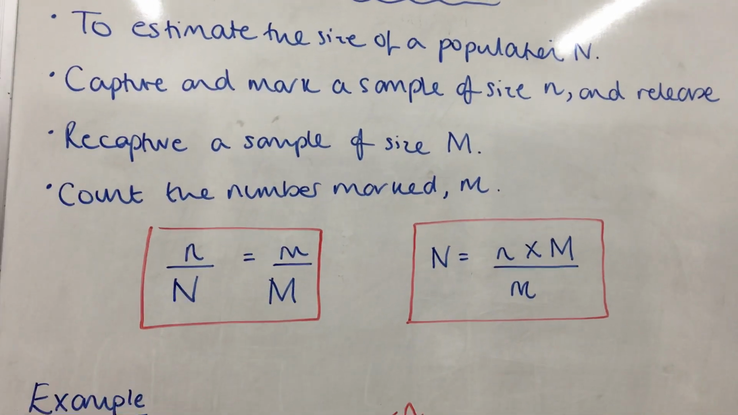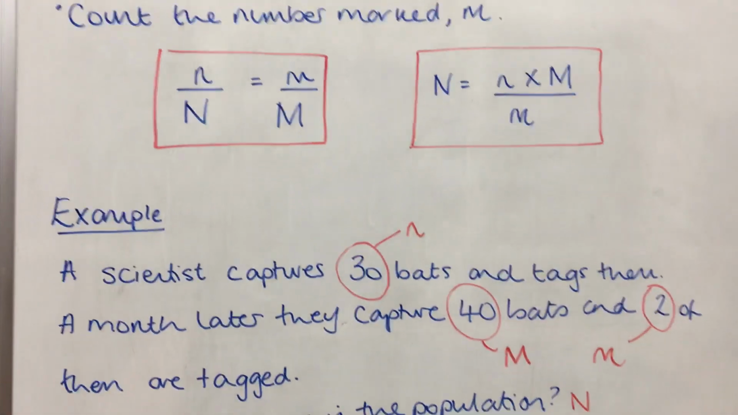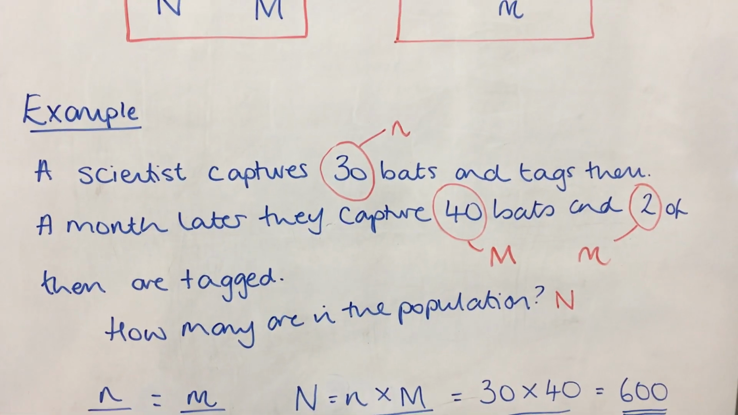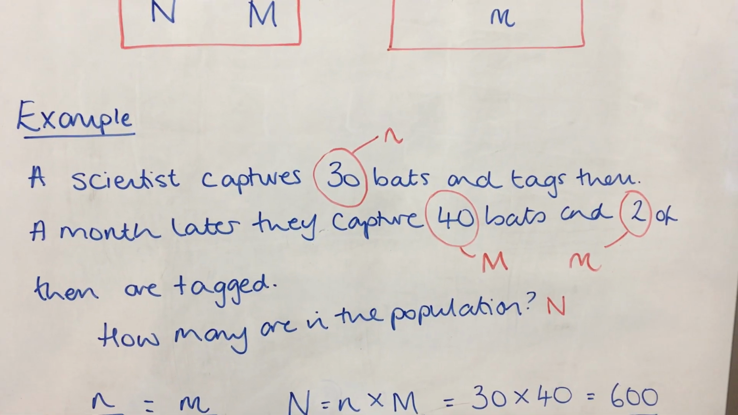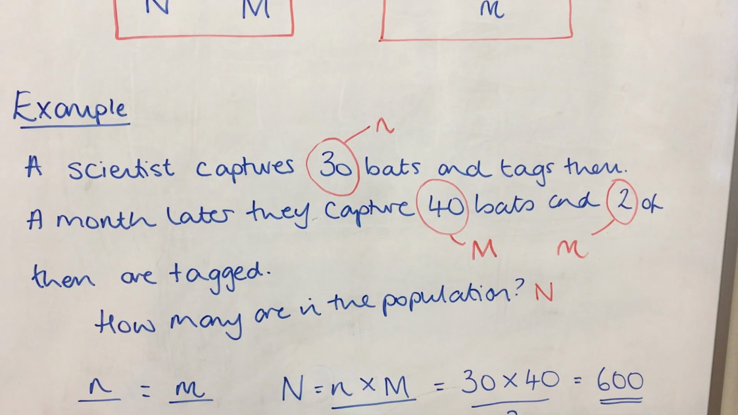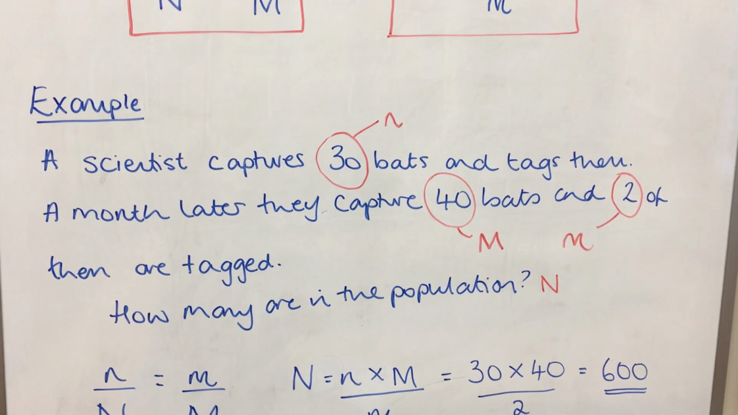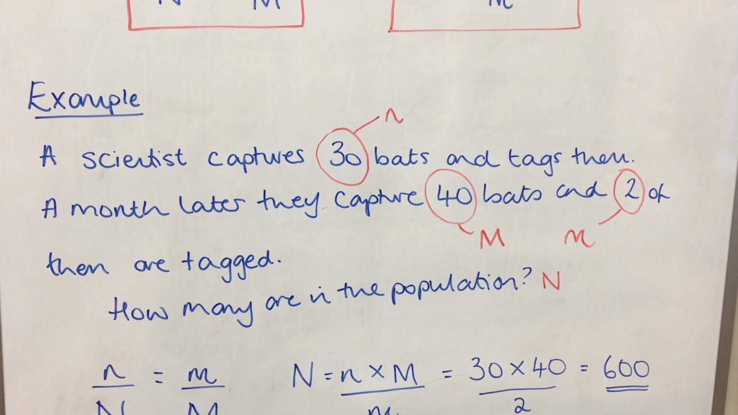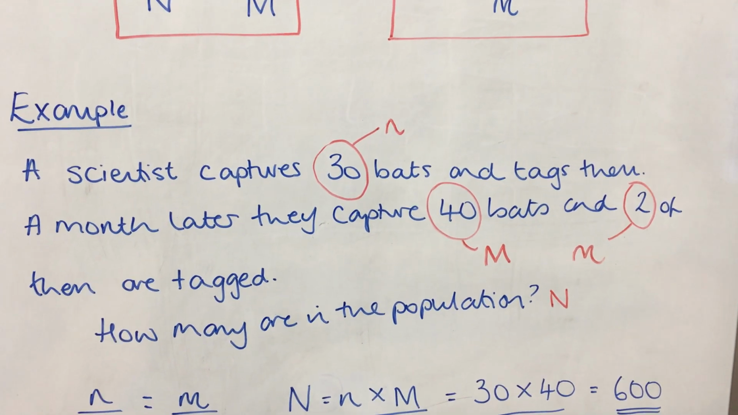So let's look at a question and see how it works. In this example, a scientist captures 30 bats and tags them. A month later, they capture 40 bats, and of those 40, 2 of them are already tagged. How many are in the population?